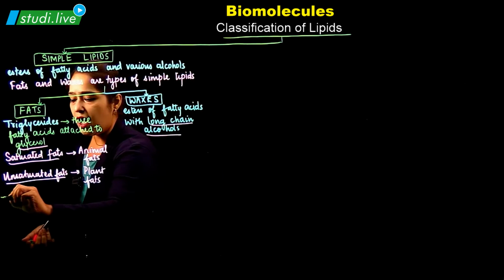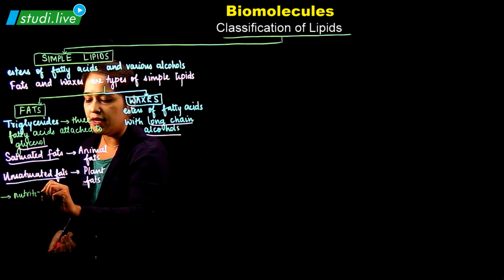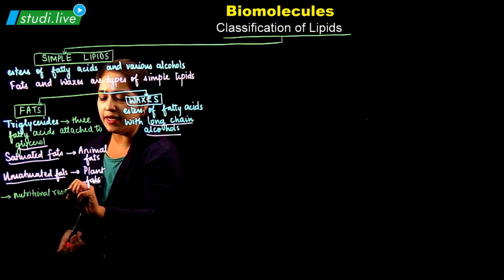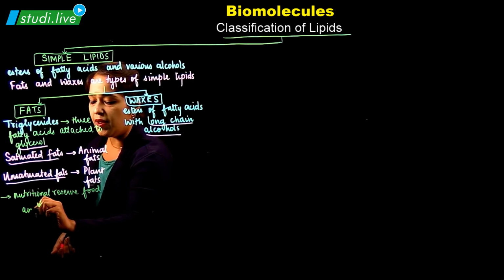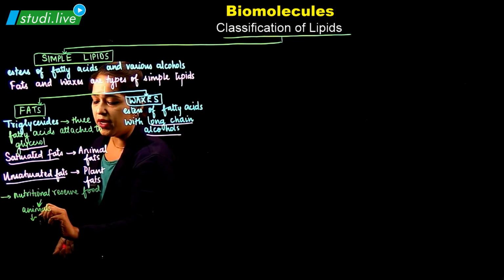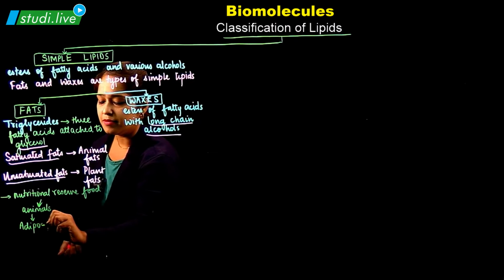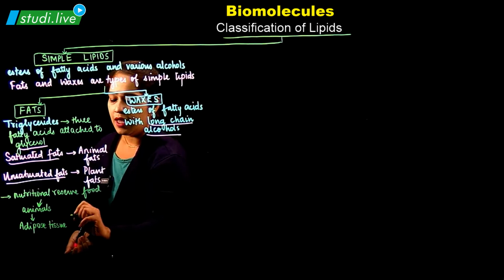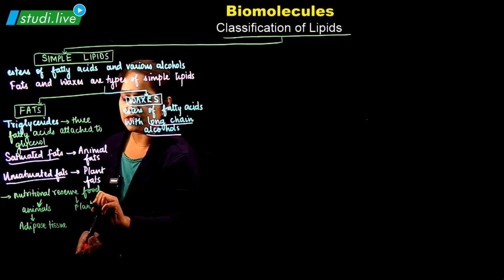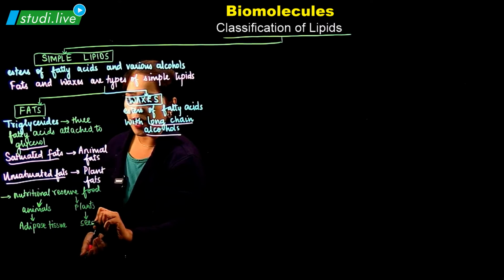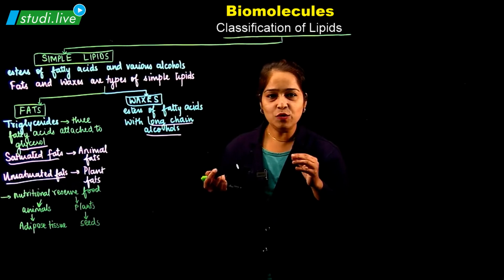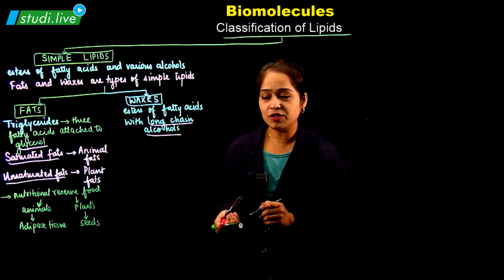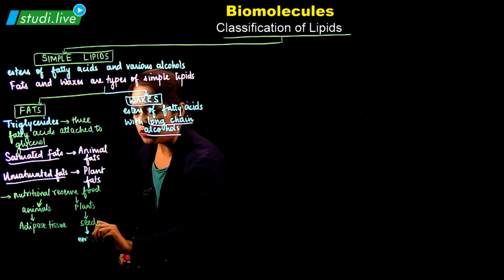These fats are the nutritional reserve food material. In animals, it is stored in adipose tissue, and in plants, for example in seeds, it is stored as a reserve food material which is used for the germination of the embryo.